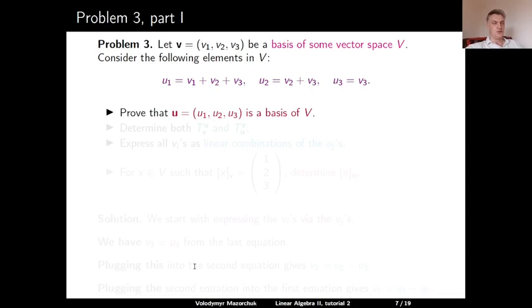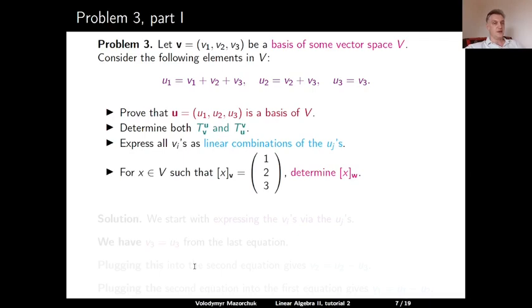Prove that U, consisting of U1, U2, and U3, is a basis of V. Determine both transformation matrices from V to U and from U to V. Express all Vi's as linear combinations of the Uj's. And for the vector x in V, whose coordinates in the basis V are 1, 2, and 3, determine the coordinates of this vector with respect to the basis U. This should be U, not W.